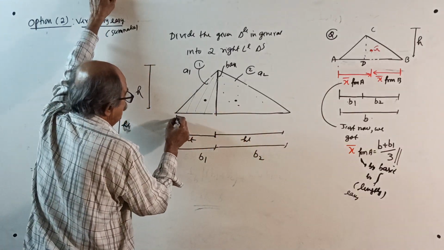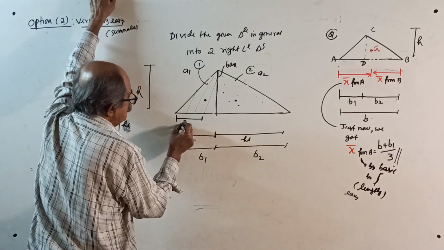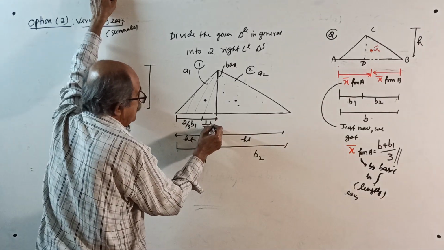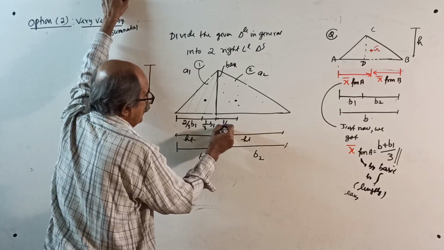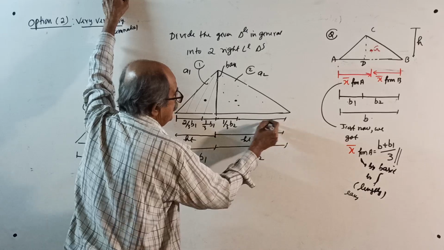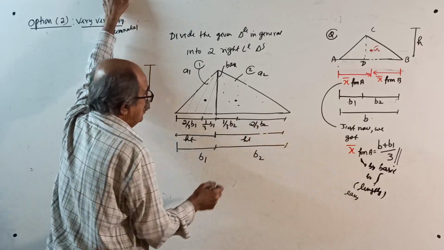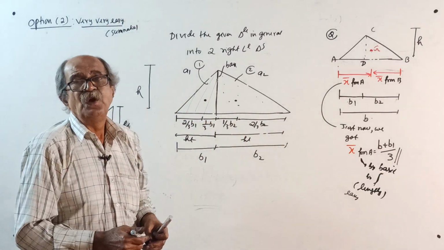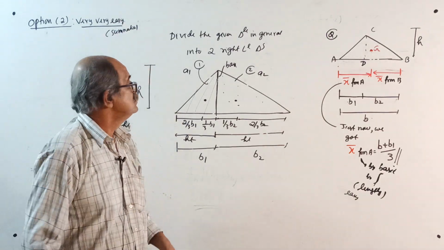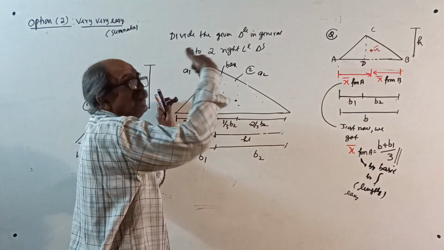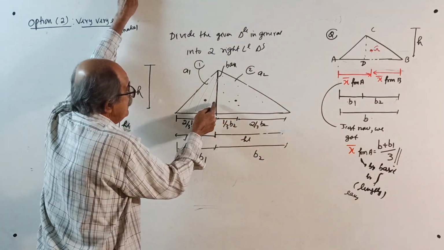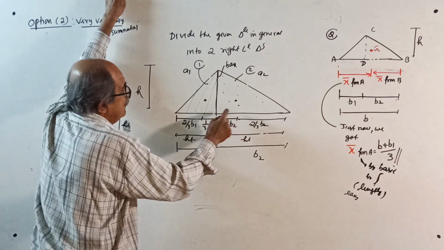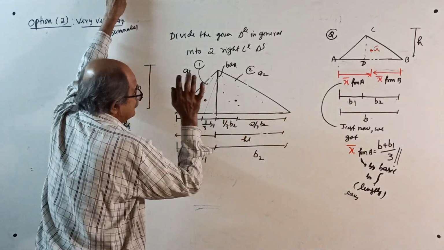Therefore, the centroid will be from the vertex here 2 by 3 of B1. This will be 1 by 3 of B1. And from here to here is 1 by 3 of B2. This will be 2 by 3 of B2. Or how to decide, I will tell you. Centroid will always lie on that side where there is more area. Tomorrow I will tell you. So in this triangle, more area is on this side, so the CG, the centroid, will be near this point. It is far away from the vertex, near the base, far away from the vertex.